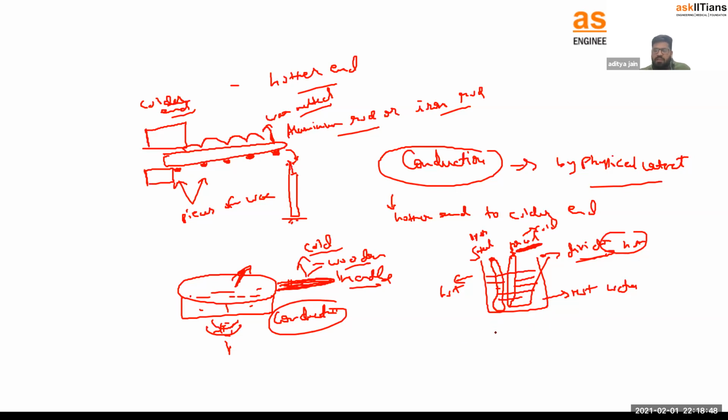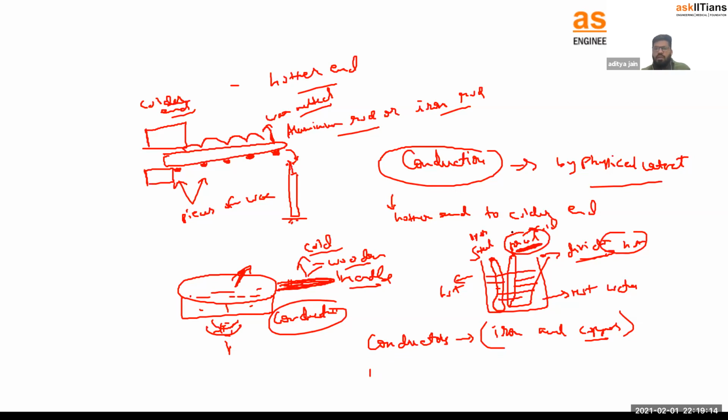Examples of conductors are iron and copper. You can also see that the electric wiring in your house is made up of copper, because copper is a good conductor of electricity, or heat as well. There are certain materials which do not allow the transfer of heat through them easily. The pencil is an example of that.